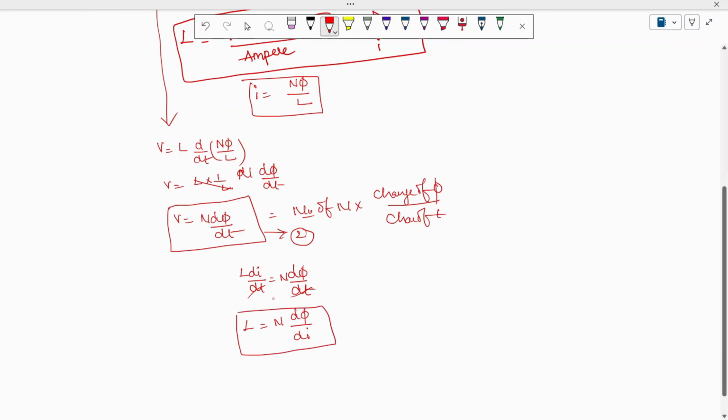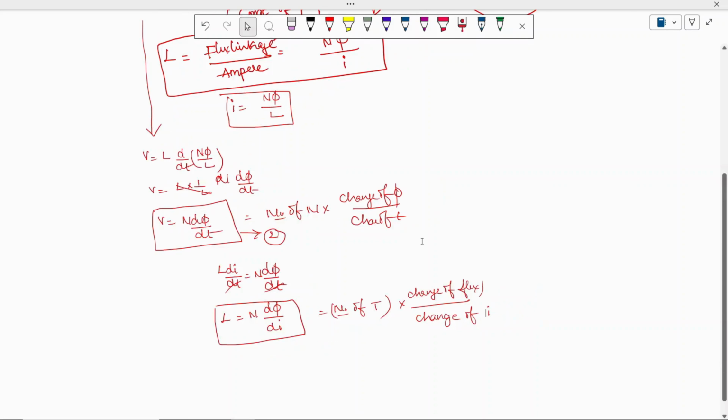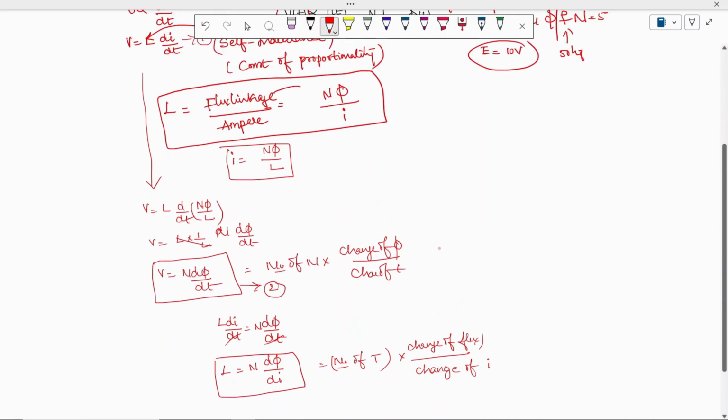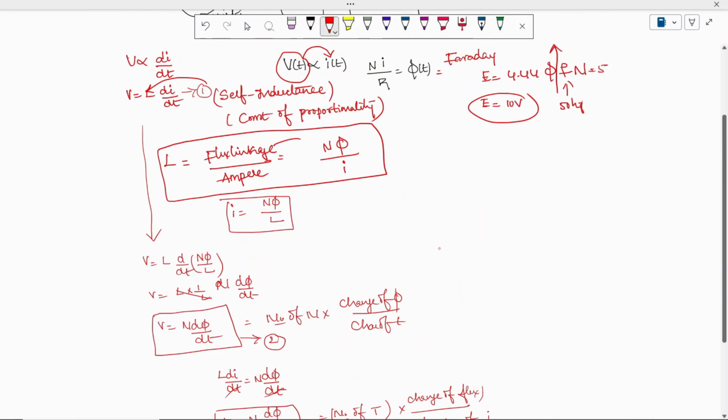The inductance is defined as the number of turns multiplied by the change of flux divided by the change of current. We can define the inductance. Okay, so this is how we define the inductance. So successfully we learned a few formulas. This is called self-inductance.